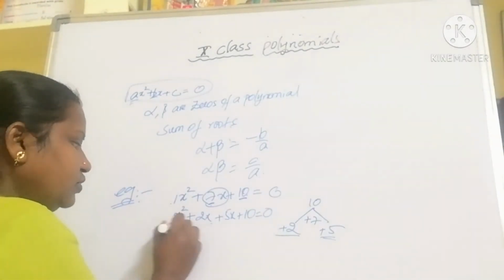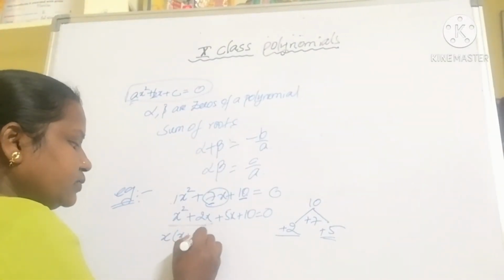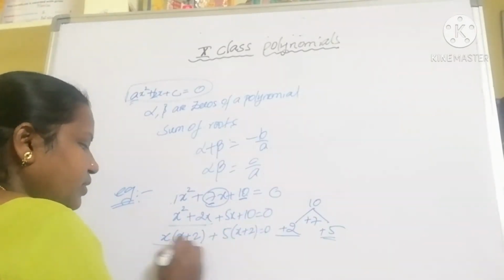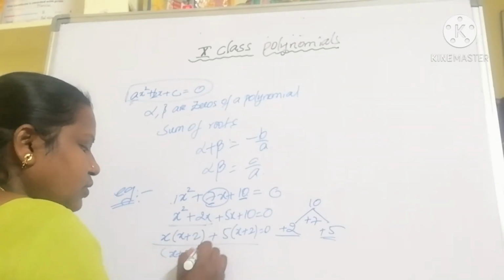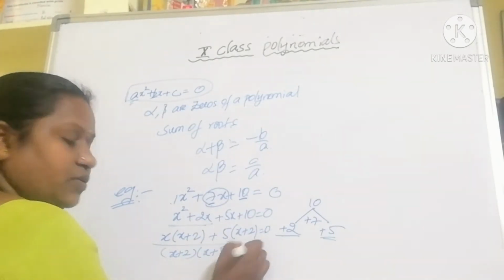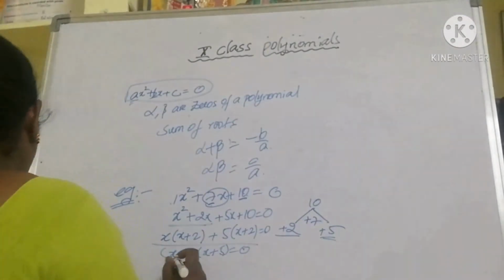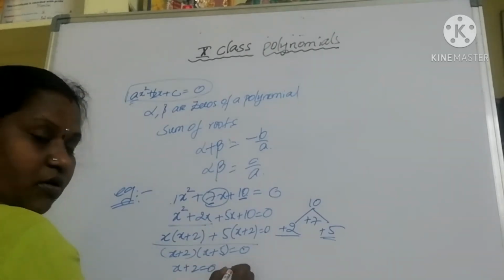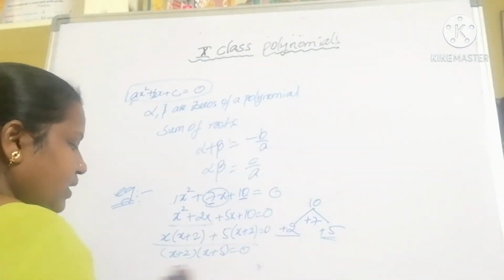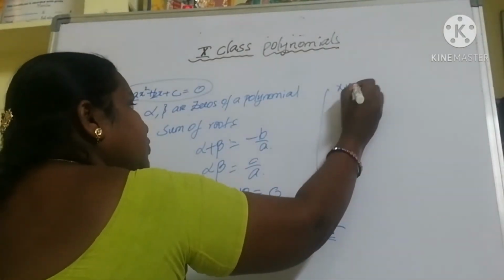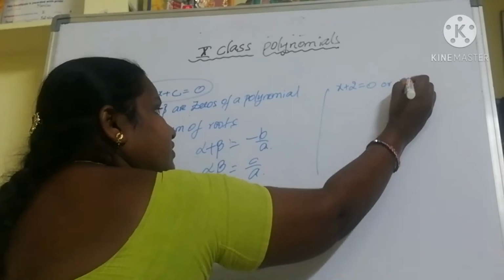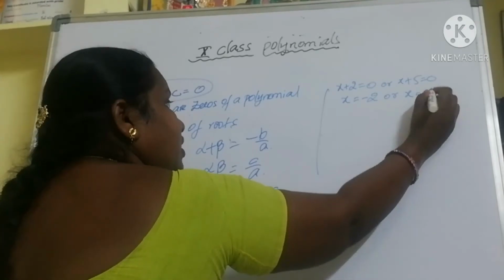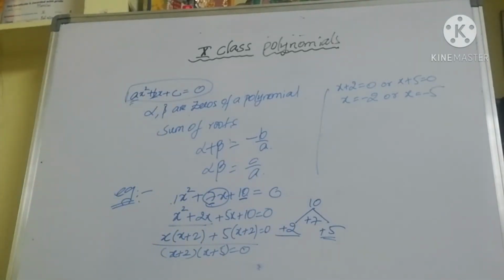From here I am going to take x as common, x plus 2. From here I will take 5 as common, x plus 2 equal to 0. From the total I will take x plus 2 as common. So what is left is x plus 5 equal to 0. Now what are the roots we got? x plus 2 equal to 0 or x plus 5 equal to 0. If you take plus 2 to that side, it becomes minus 2, or x is equal to minus 5. These are the zeros of the polynomial we got.